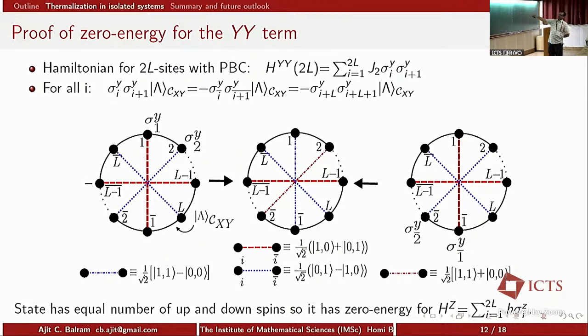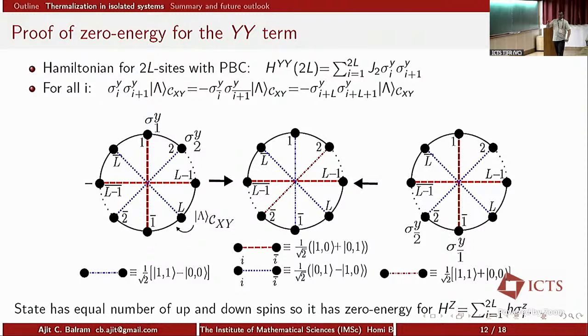So the action of sigma 1y, sigma 2y on this state produces this as it is, up to a negative sign. That's why I put the negative sign here. And the action of sigma 1 bar y, sigma 2 bar y will produce this state exactly. And because of this important sign, these two things cancel each other out.